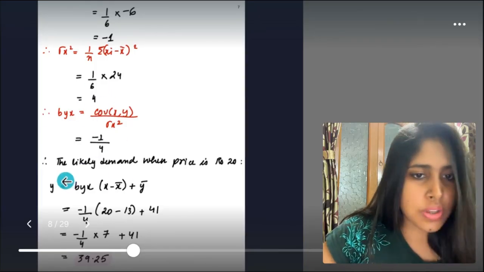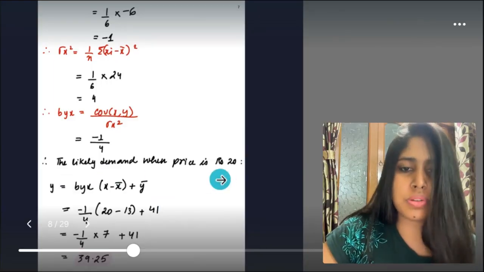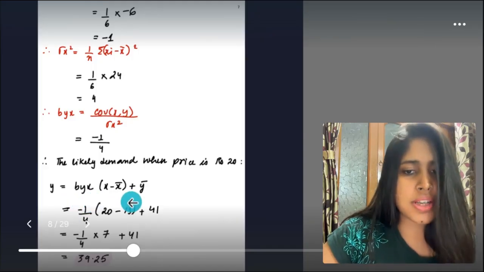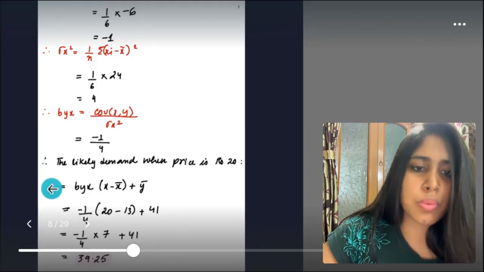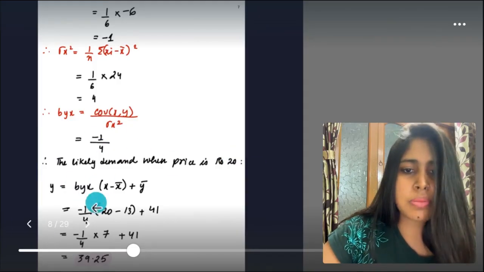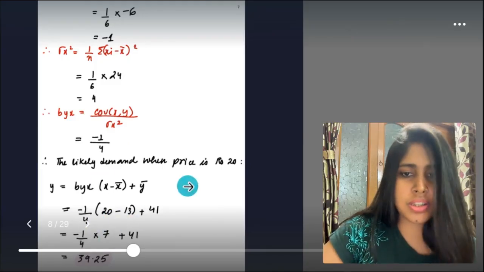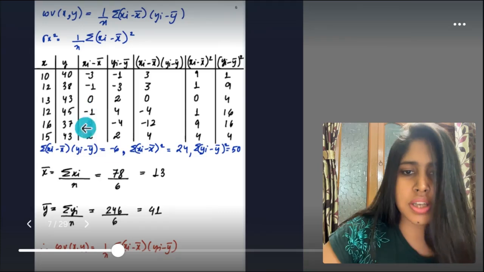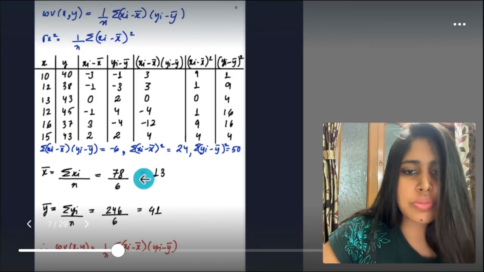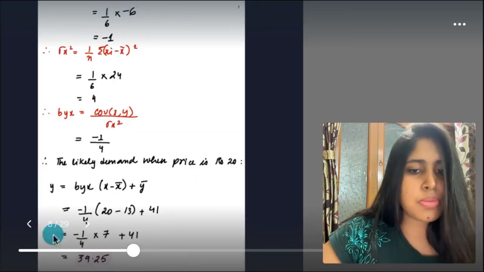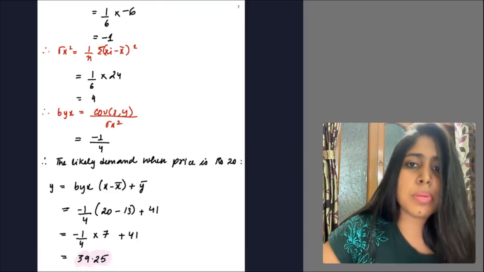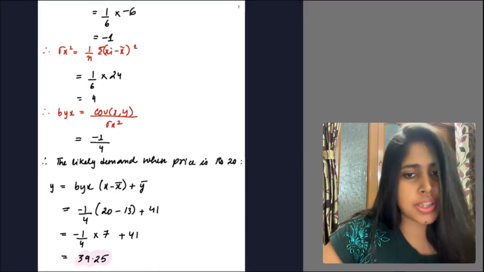Now we need to calculate the likely demand when price is rupees 20. When price is rupees 20, we need to find y is equal to byx into x minus x bar plus y bar, because we need to find the y, right? And x is given, x is 20. So it is equal to minus 1 by 4, byx, into 20 minus 13. 20 is the price given here, minus 13 is x bar, and plus 41, y bar is 41. The answer comes to be 39.25. Now what does this 39.25 mean? At the price of 20, we expect to sell about 39 units.